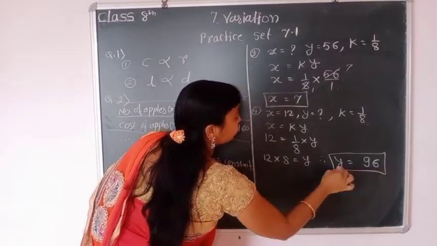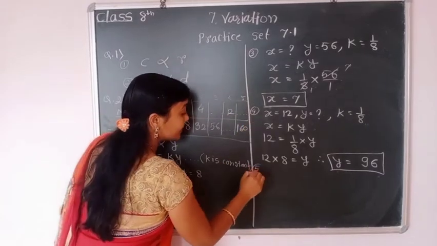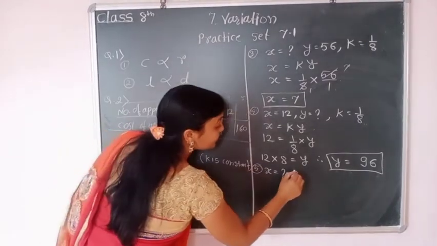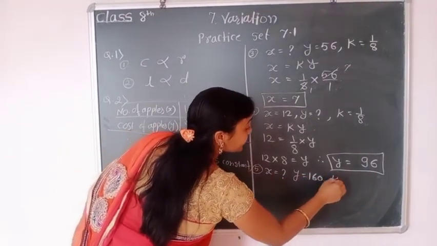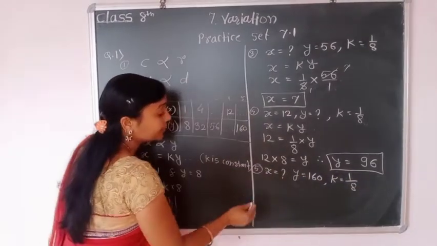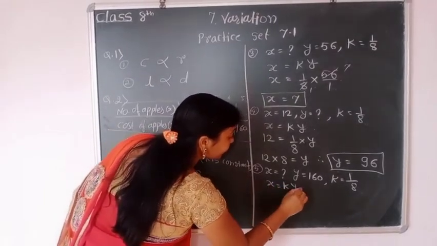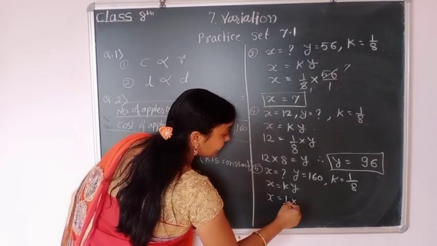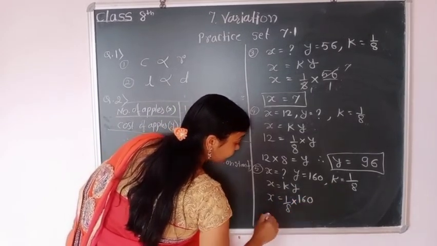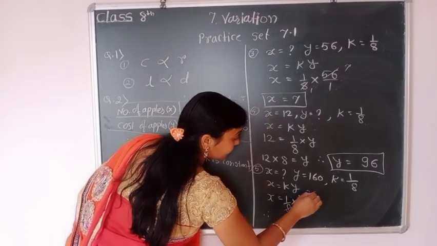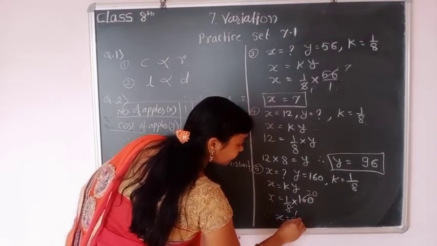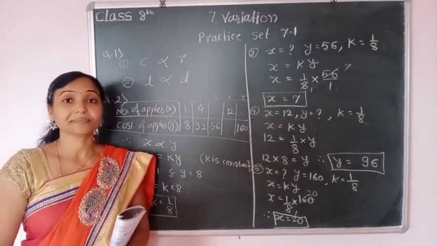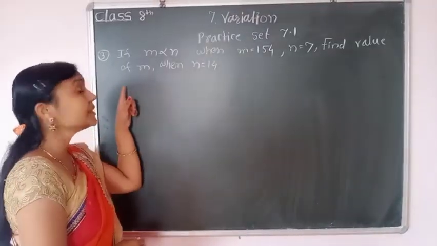96. Now we find out the fifth example. Again here x we don't know, y is equal to 160 and k is equal to 1 by 8. Then x equal to ky, x equal to 1 by 8 into 160. Therefore 8 1 is 8, 8 2 is 16 and 0, so x equal to 20. These are the values. Okay. Understand?